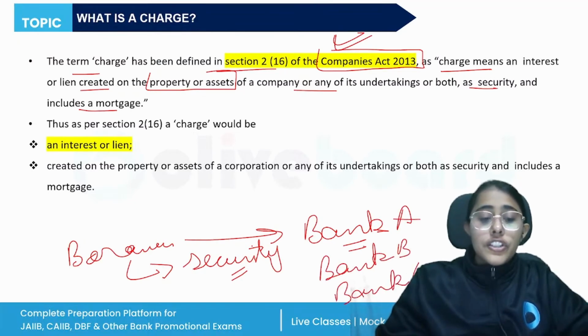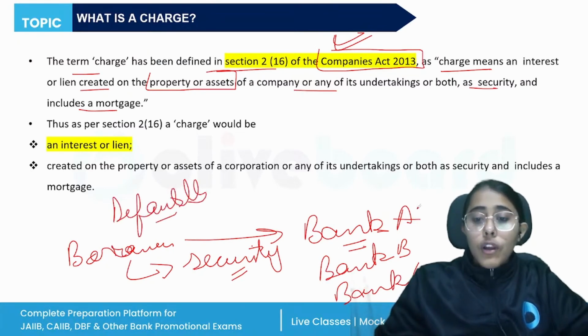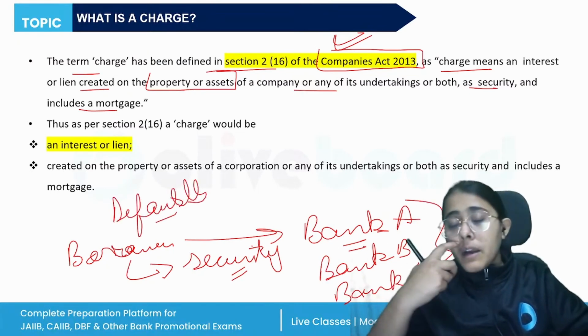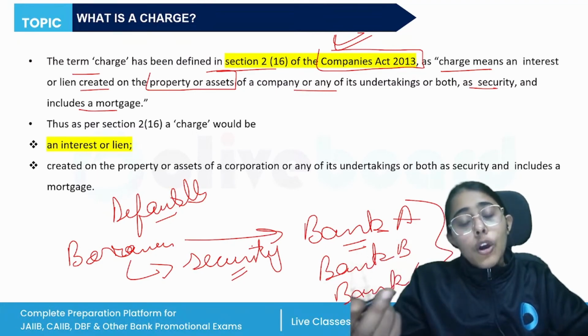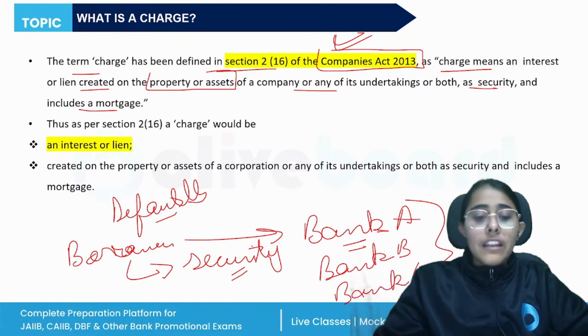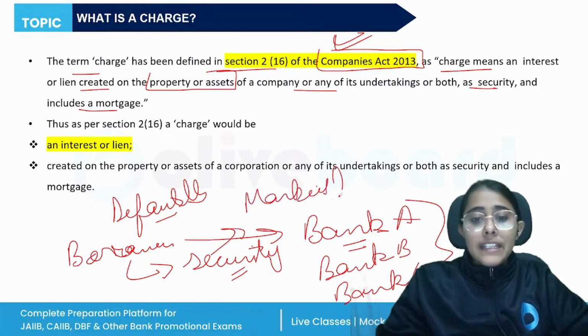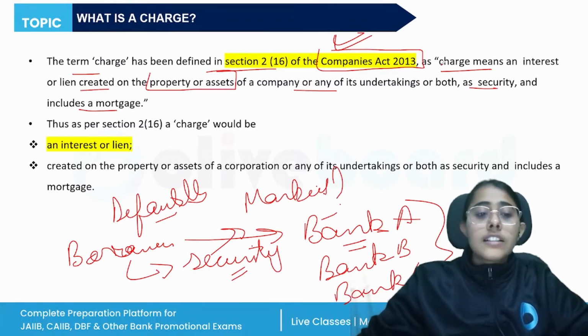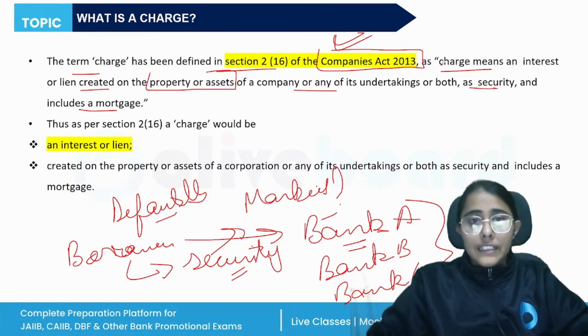Now, in the situation where the borrower defaults on the payment of the loan, all of these lenders can come and ask for repayment. Now, who will be repaid when the security is brought to the market? This question might arise. So to ease this question, what was done? The concept of charge and getting it registered was created.